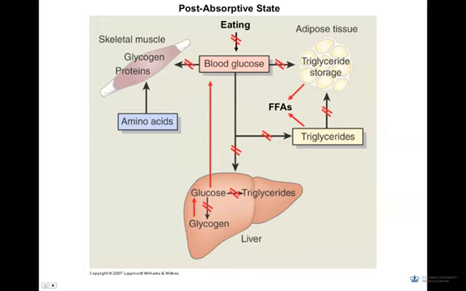And then alternatively, this tissue that is not taking up blood glucose, skeletal muscle, adipose tissue, liver, are going to use fats as energy. So adipose tissue and circulating triglycerides are going to be broken into free fatty acids so that those free fatty acids can be taken up by tissues and used for energy instead of blood glucose.